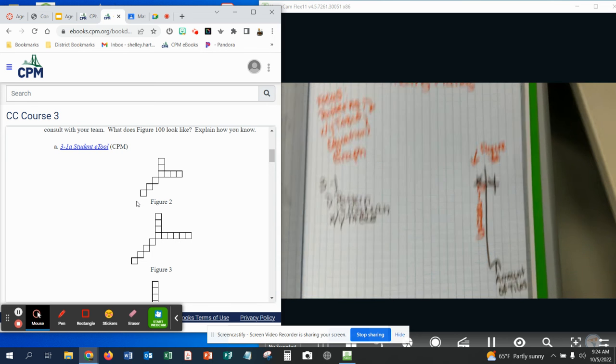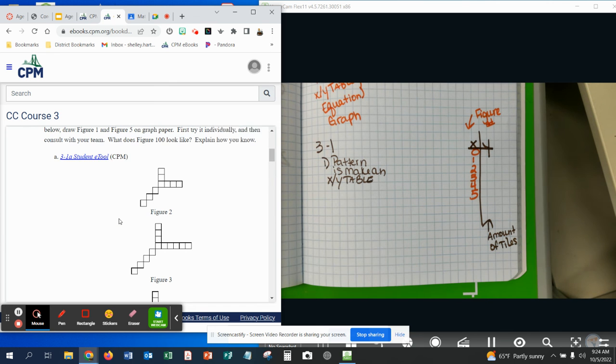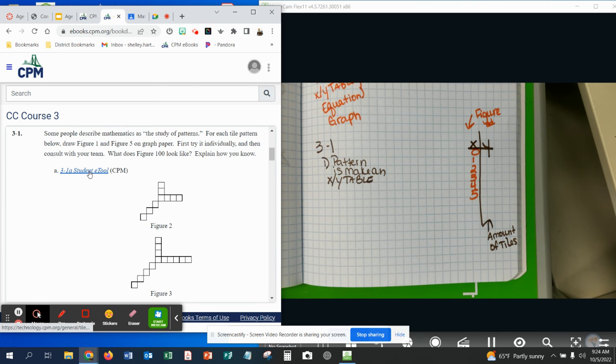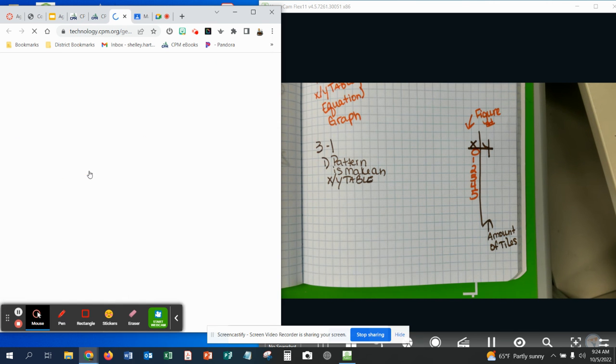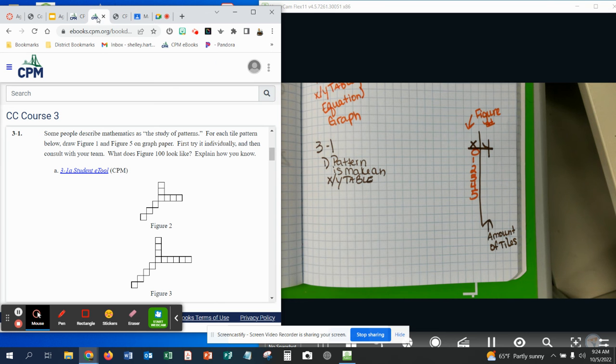All right, cool. Now, on the pattern that we see on CPM, we also have this really cool student tool. Boom. I'm going to show you. Am I going to want you to really make figure 1? Yes, but I really want to focus on counting how many tiles are in the figure. We can design it later, but our real key here is to make the X, Y table, get the equation, and then graph it. Cool, because we have the pattern.